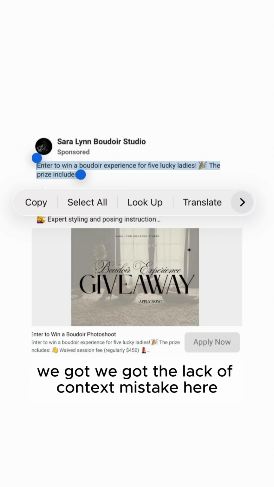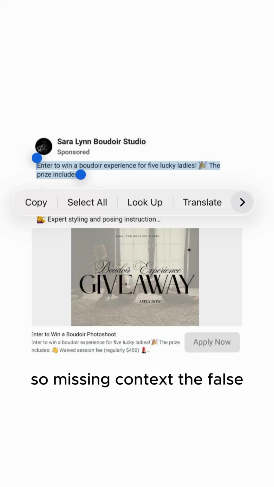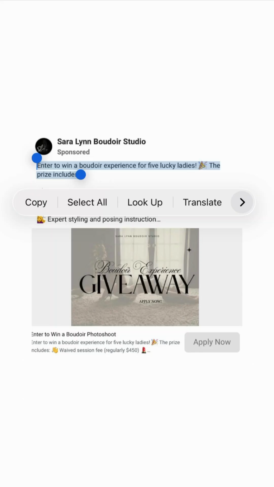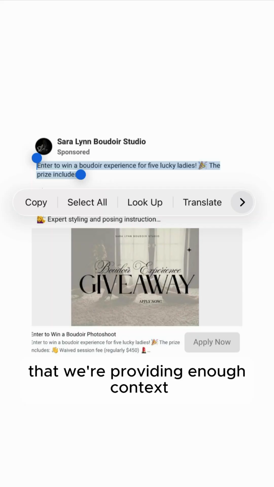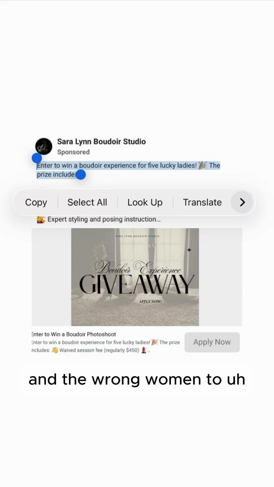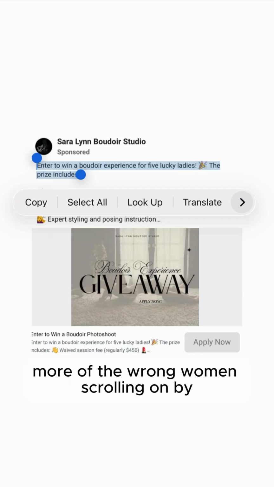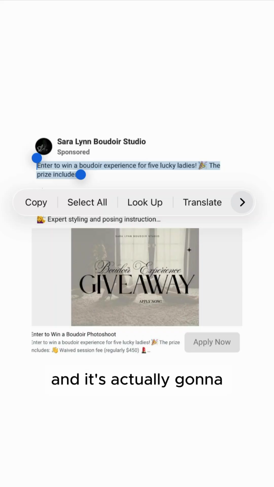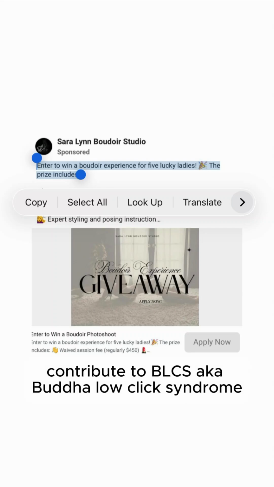All right, so we got the lack of context mistake here, so we're missing context. The false belief that caused us to make this mistake is that we actually believe that we're providing enough context for the right women to click in and the wrong women to scroll on by. But actually, we're going to get more of the wrong women scrolling on by and more of the right women scrolling on by. So it's going to pull our unique CTR all under 6%. And it's actually going to contribute to BLCS, aka Boudoir low click syndrome.